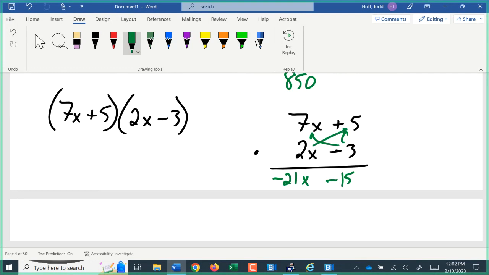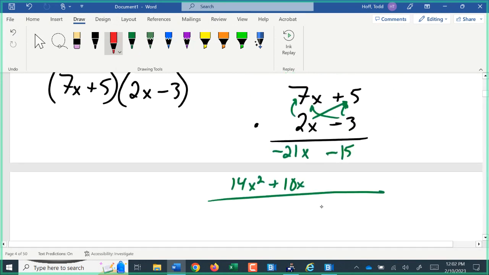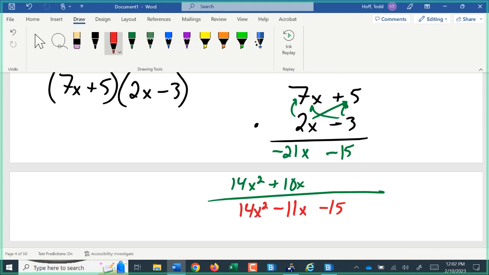Move over to the next digit. 2x times 5 is a positive 10x. 2x times 7x is 14x squared. Now we can combine. We've got the negative 15. Negative 21x and positive 10x is a negative 11x and 14x squared.